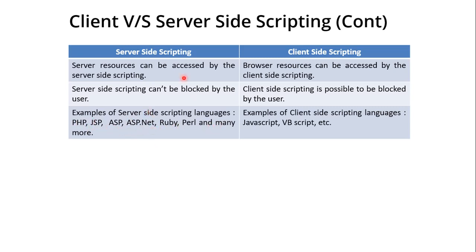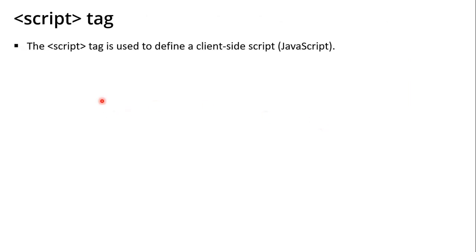Okay, so remember these examples: PHP, JSP, ASP.NET. Examples of client side scripting are JavaScript, VBScript, etc. Okay, so next is the script tag. The script tag is used to define a client-side script, JavaScript. So whenever we want to write JavaScript, we have to use the script tag.